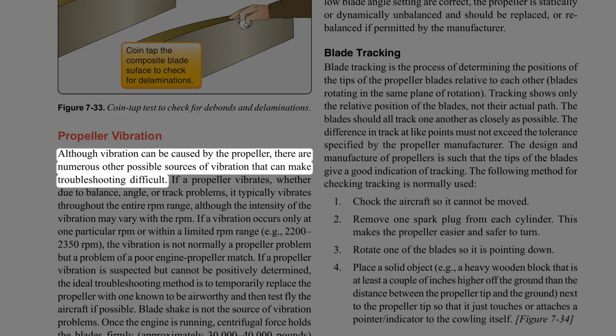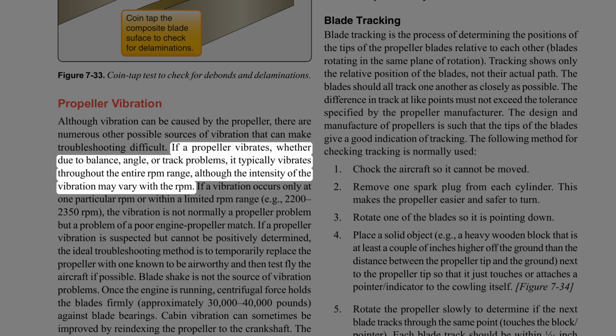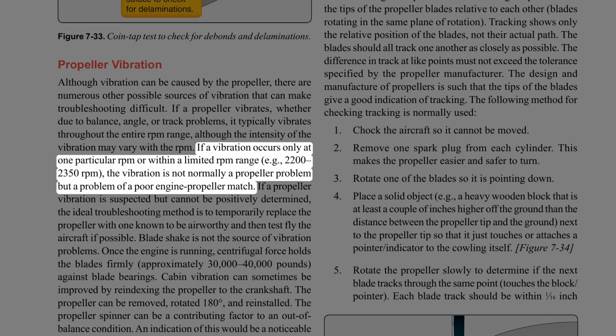Propeller vibration. Although vibration can be caused by the propeller, there are numerous other possible sources of vibration that can make troubleshooting difficult. If a propeller vibrates, whether due to balance, angle, or track problems, it typically vibrates throughout the entire RPM range, although the intensity of the vibration may vary with the RPM. If a vibration occurs only at one particular RPM or within a limited RPM range, e.g., 2,200 to 2,350 revolutions per minute, the vibration is not normally a propeller problem but a problem of a poor engine propeller match.